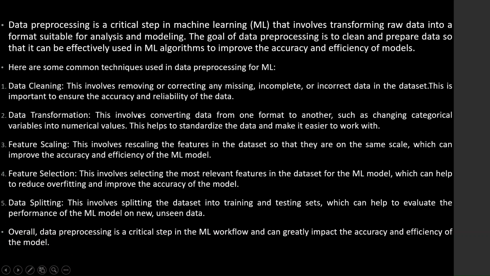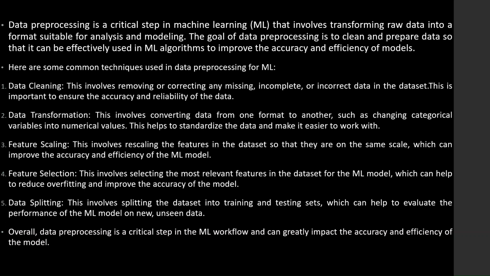And data transformation involves converting our data from one format to another, such as changing categorical variables into numerical values. This helps us standardize the data and make it easier to work with. So basically, data transformation also involves segregating the data into one kind of format. In a classifier machine learning model, if we use certain type of images, that is JPEG and PNG, any other kind of format will be denied and will be deleted.